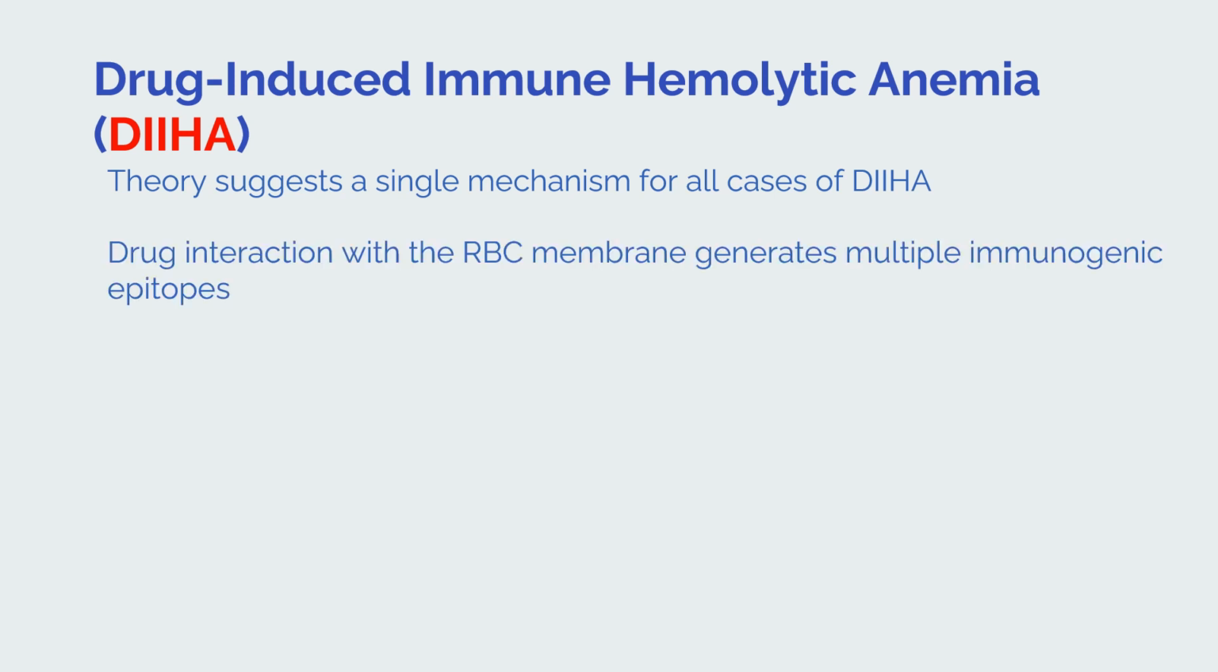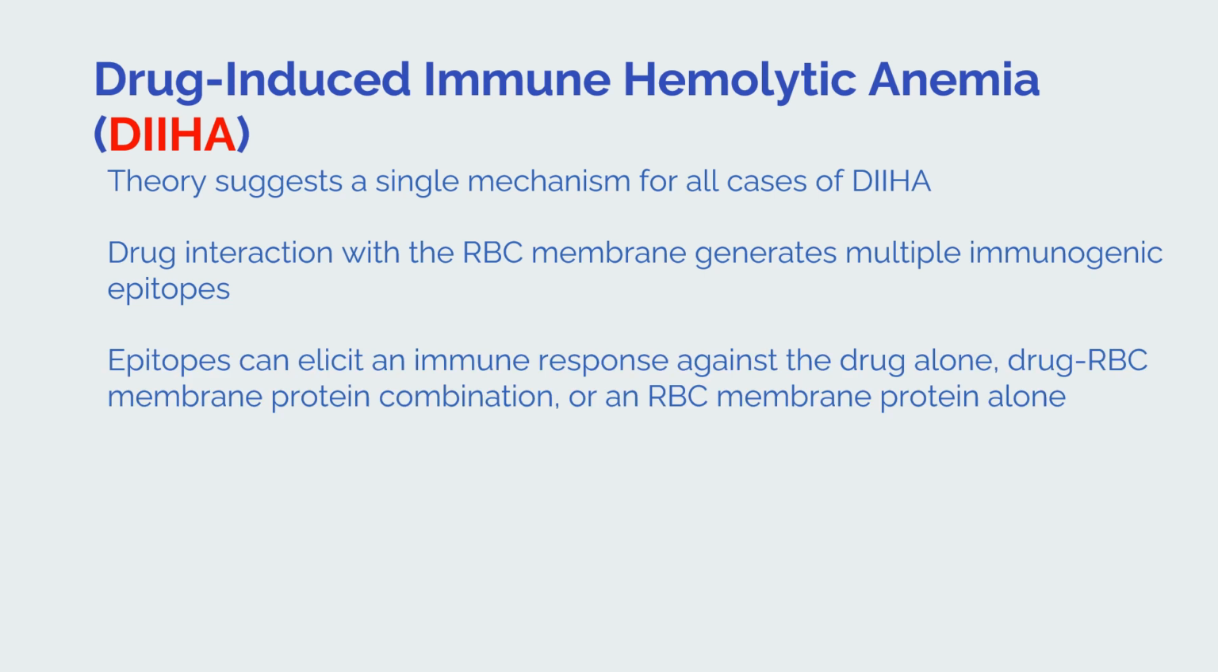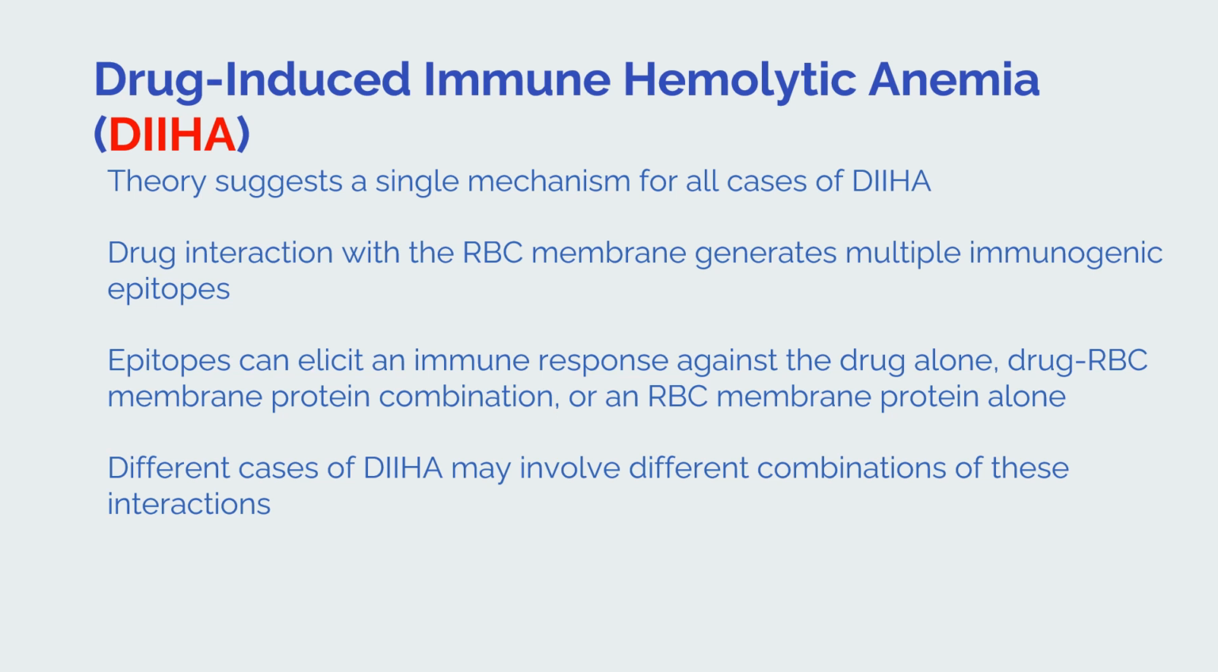According to this theory, a drug interacts with the RBC membrane, generating multiple immunogenic epitopes. These epitopes can elicit an immune response against the drug alone, the drug-RBC membrane protein combination, or an RBC membrane protein alone. Different cases of DIHA may involve different combinations of these interactions.